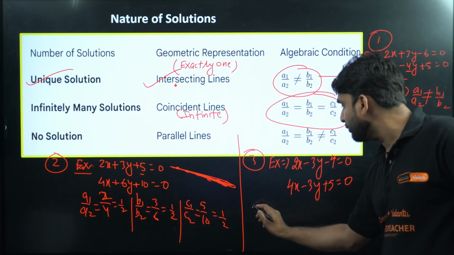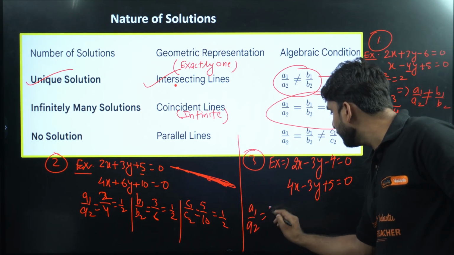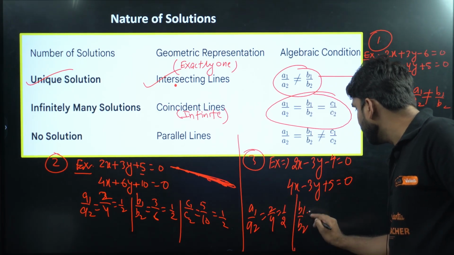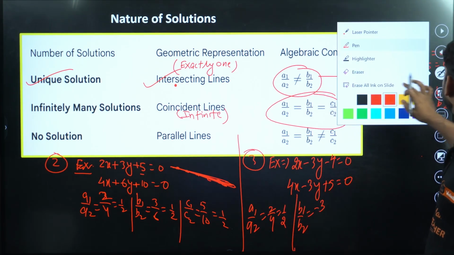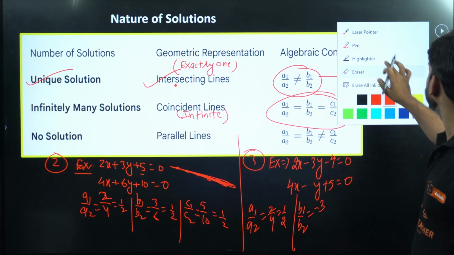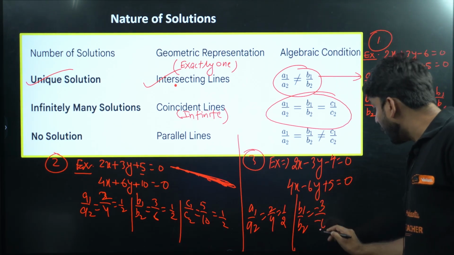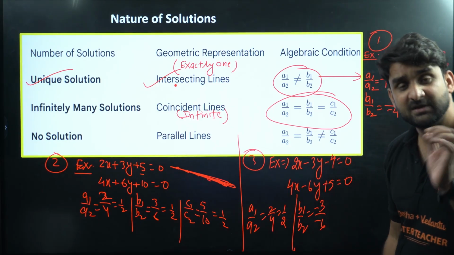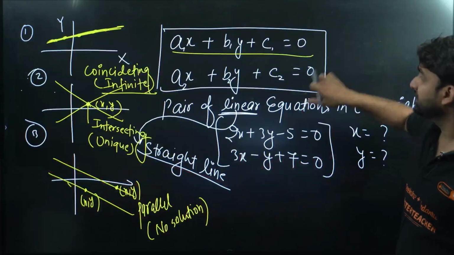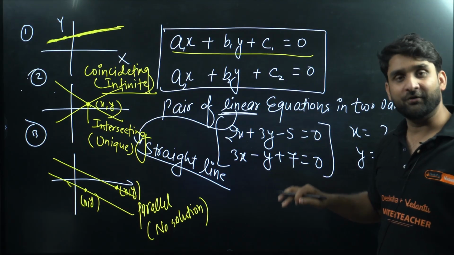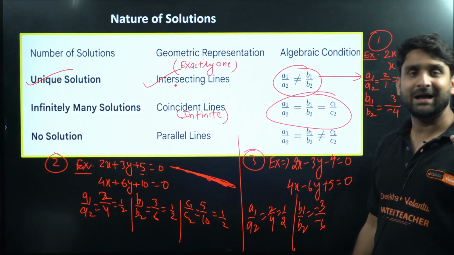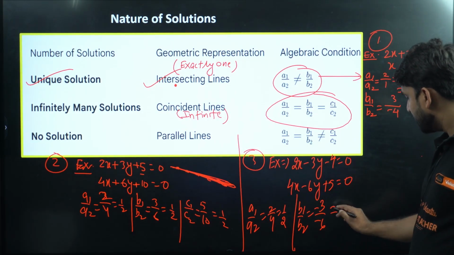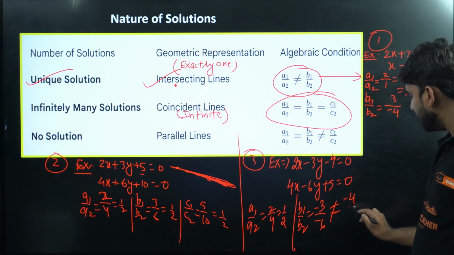Now find out a1 by a2. a1 by a2 will be 2 by 4, which is equal to 1 by 2. Now b1 by b2 is minus 3 by minus 6, sorry guys. If the coefficients are in negative form, please make sure to write them in negative form as well. Don't ignore the negative sign, because the general format is plus. So if the coefficient is negative, write that value as it is, negative. So minus 3 by minus 6, and c1 by c2 is not equal to that, because this is minus 4 by 5.